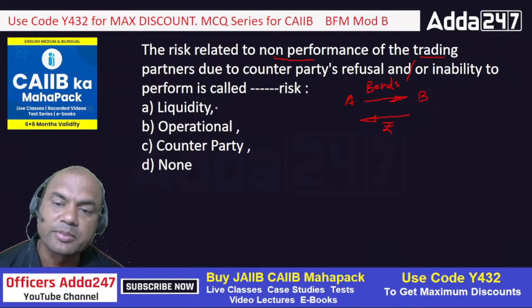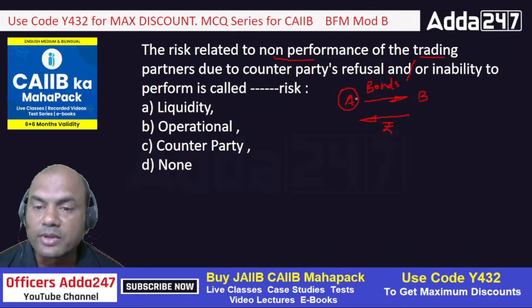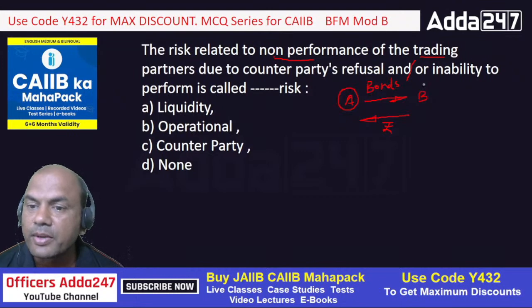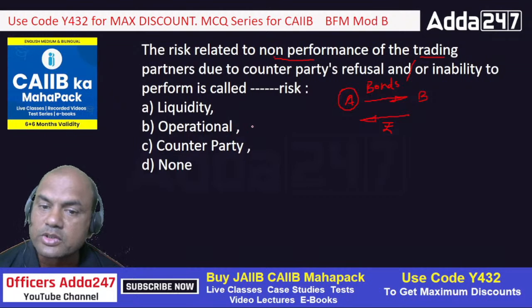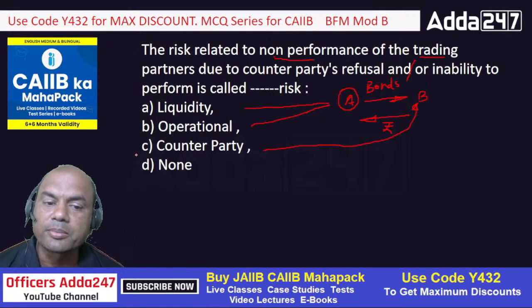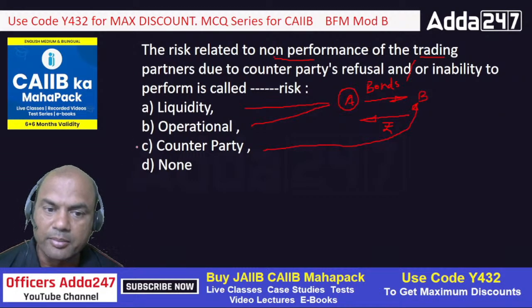Here what is happening? Liquidity risk. Liquidity risk means what? The liquidity risk is always related to the same party, meaning the bank, the first one who is selling. Here, this party is okay, the other party is not paying, so liquidity won't be a part over here. Operational risk is also a part of party A only. Only counterparty is a part of B. So B not paying is a part of counterparty risk. It's called counterparty risk. Correct? Yeah, many of you have typed that only, counterparty.